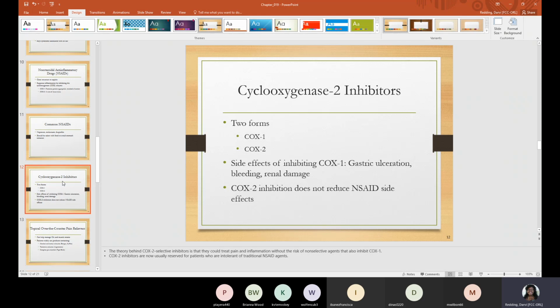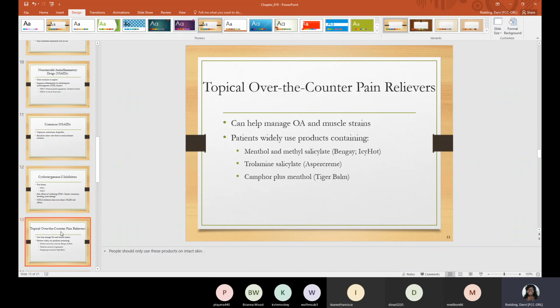So now that I've gone over the NSAIDs, the aspirin, the COX-2 inhibitors, as well as the acetaminophen, we're next going to talk about some topical over-the-counter pain relievers. Topical represents anything that's going to be applied to the skin. Topical over-the-counter pain medications can help manage osteoarthritis as well as help manage muscle strains.